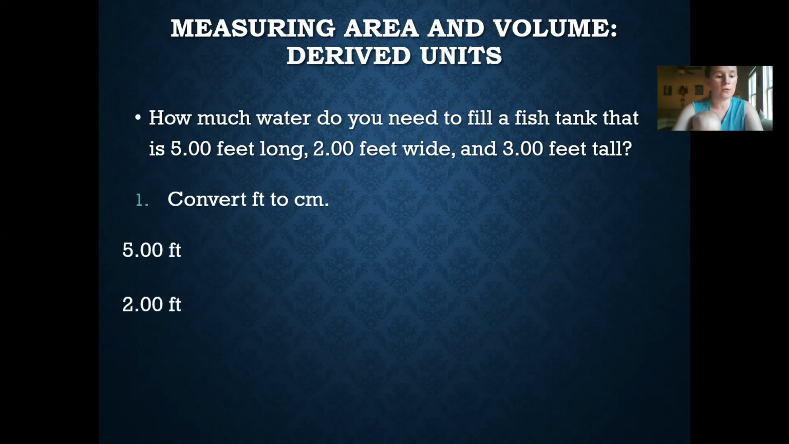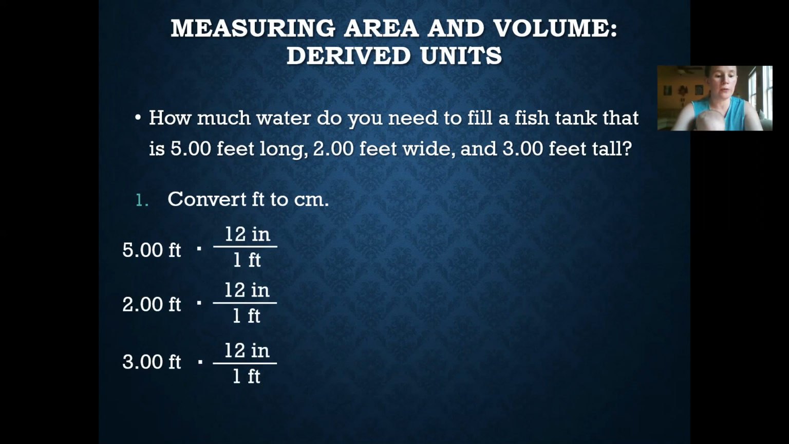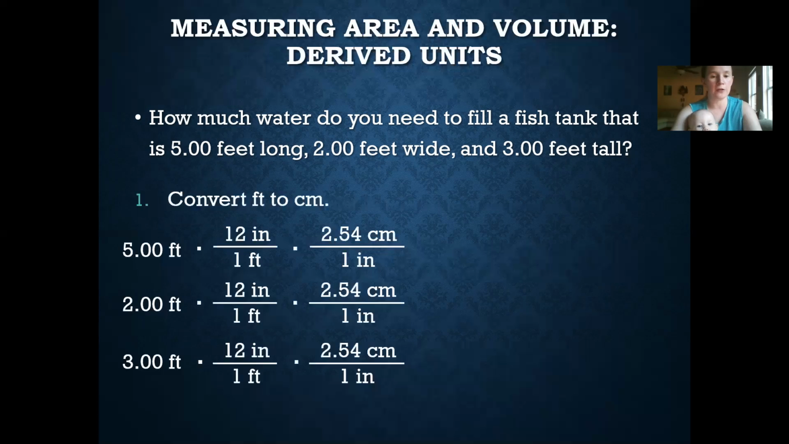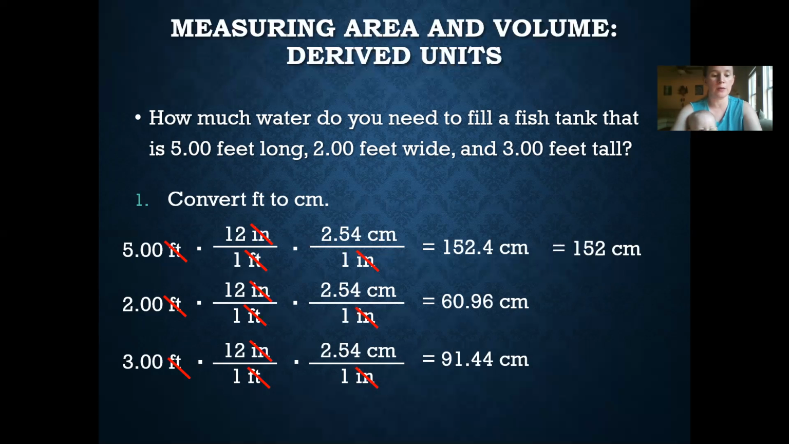So we have 5 feet, 2 feet, and 3 feet. We're going to multiply each of those by 12 inches over 1 foot, and then by 2.54 centimeters over 1 inch. The feet and inches cancel each other out, and we get these answers. But there are 3 significant figures in our original measurements, so we want 3 significant figures in our answers, which is 152 centimeters, 61.0 centimeters, and 91.4 centimeters.